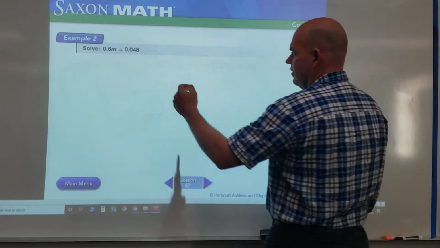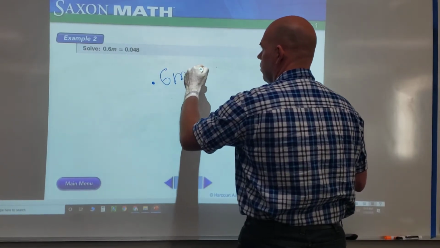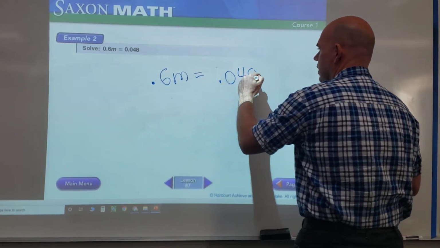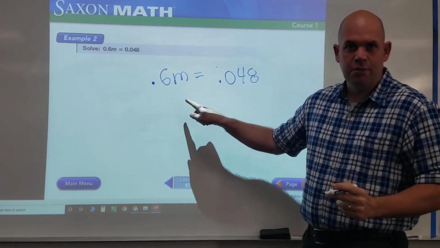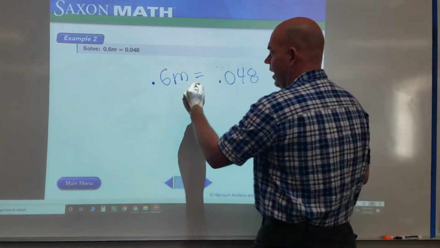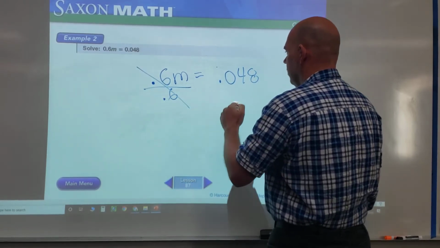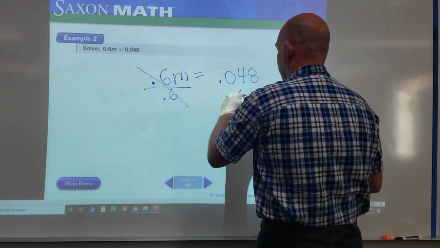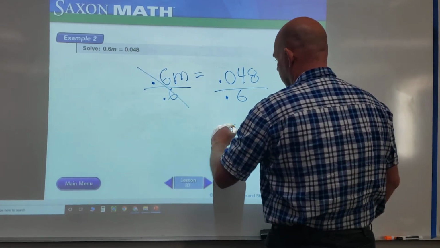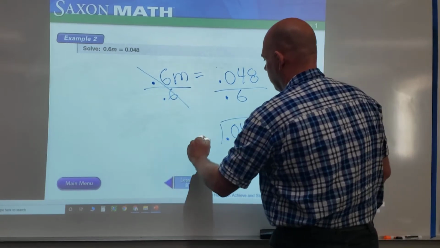Here we have 0.6m equals 0.048. Now again, 0.6m, because it's just written together, that means it's multiplied. So we want to divide by 0.6, and that will cancel out. And here we want to divide by 0.6. Now we'll take the number in the box, 0.048, and divide it by 0.6.